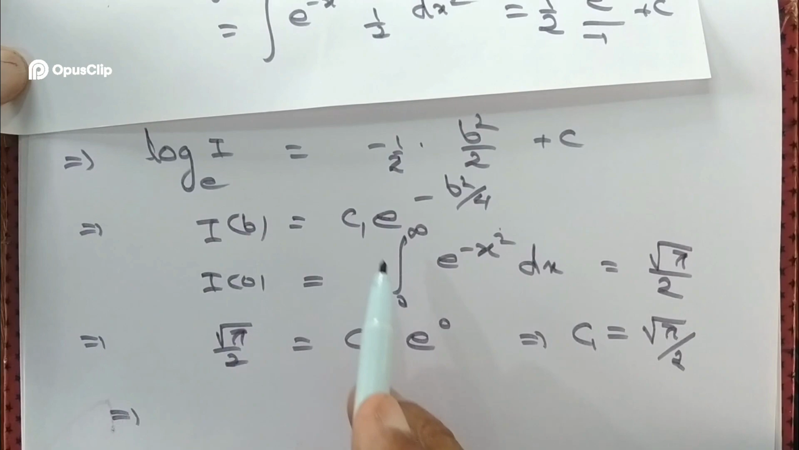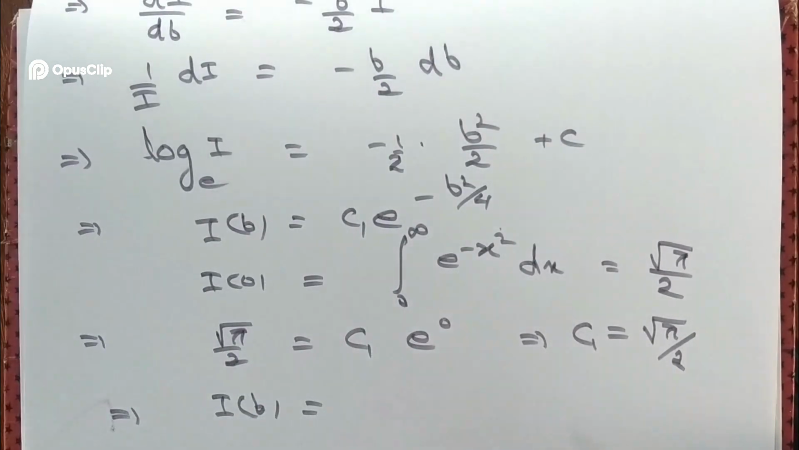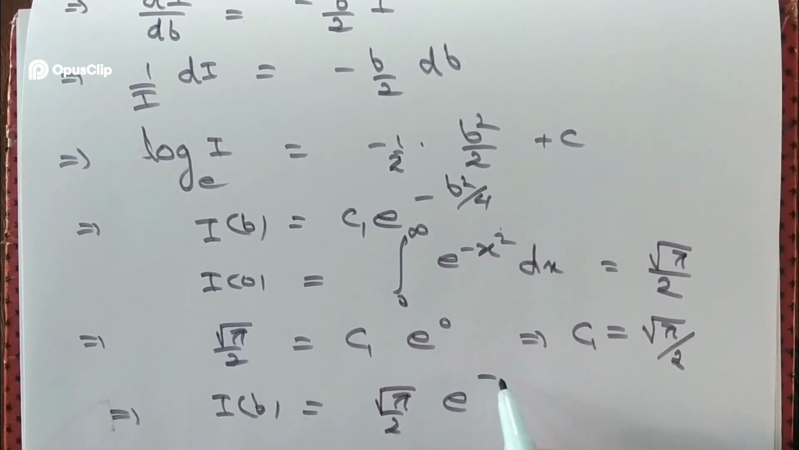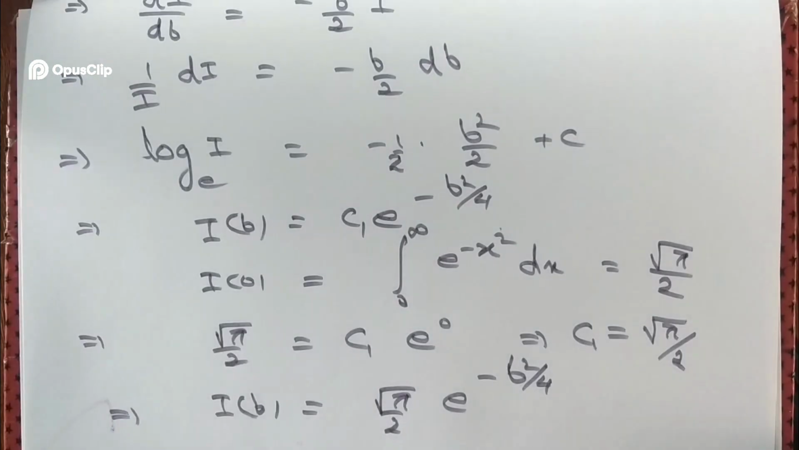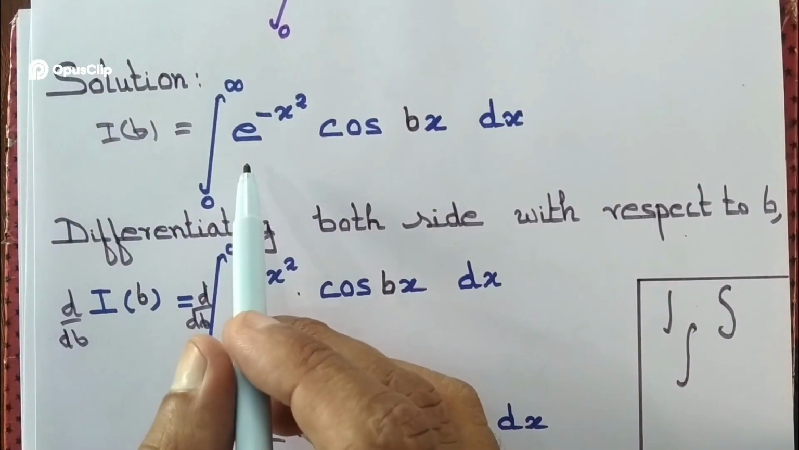If we substitute the value of c1, then we get I(b) equal to root pi by 2 e to the power minus b square by 4. Okay, what is I(b)? I(b) is this integral. So we just write it and we are done.